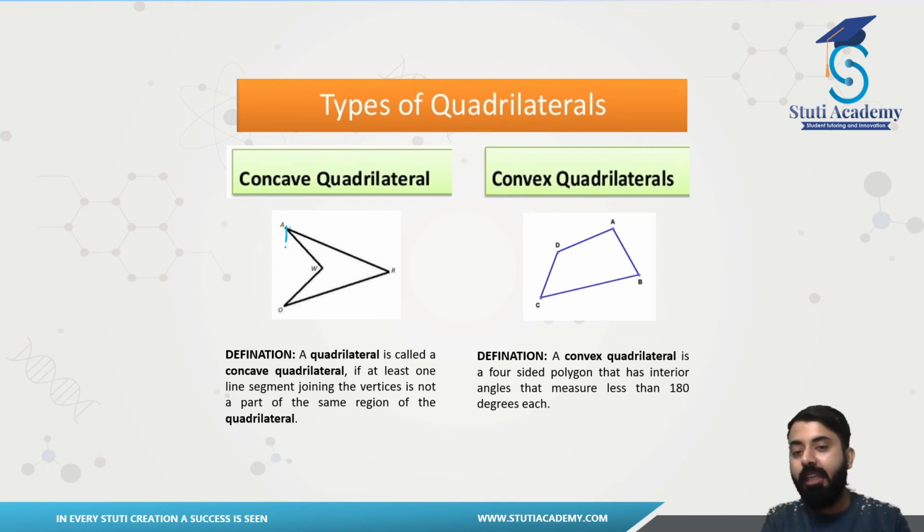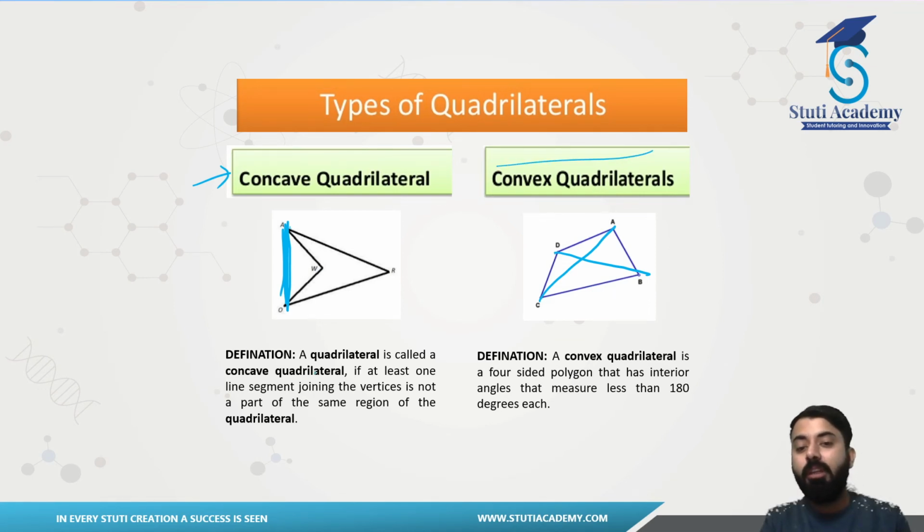If I join A and O, you guys see this diagonal, these are the opposite points, right? If I join two opposite points and the diagonal ends up being on the outside of the figure, that type of quadrilateral is your concave quadrilateral. And talking about the convex one, if you join the opposite points and both of the diagonals lie on the inside of the figure, those figures are your convex quadrilaterals.